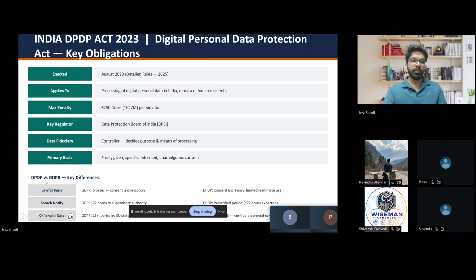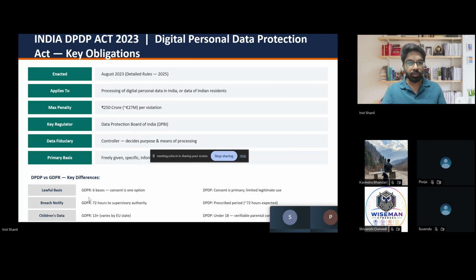What are the differences between DPDP and GDPR? Lawful basis: GDPR has 6 bases, out of which consent is an option. In the DPDP Act, consent is primary. If you have not provided consent, the DPDP Act will not apply.